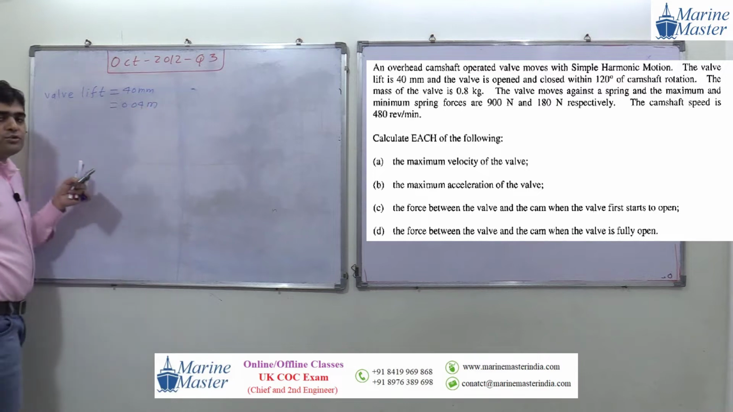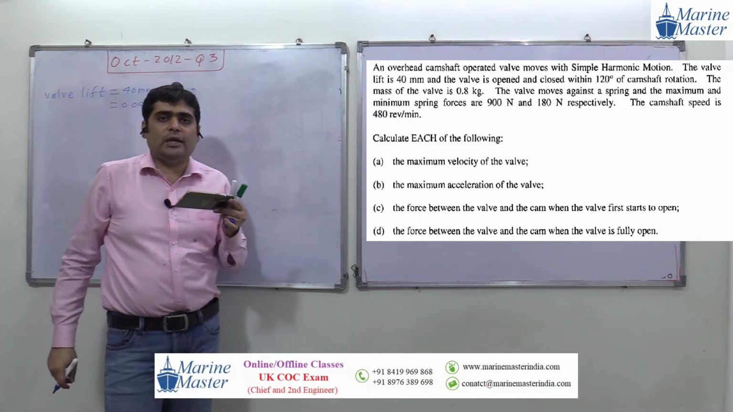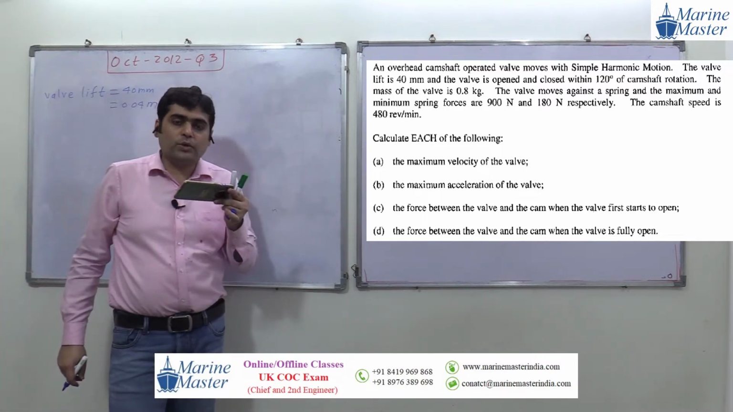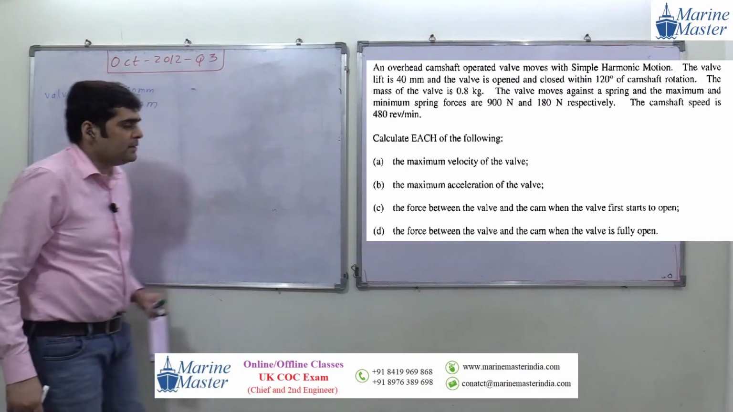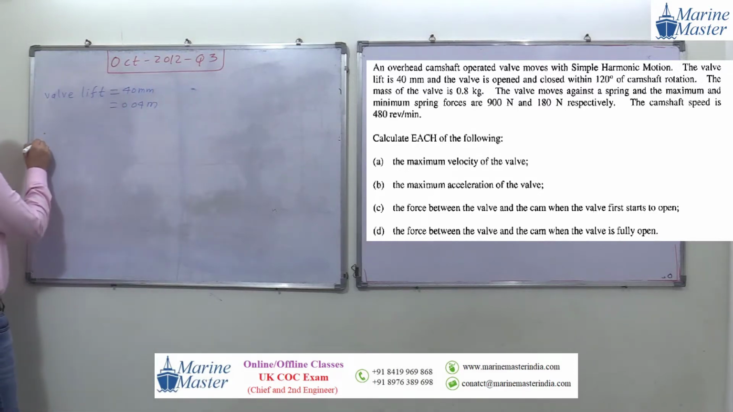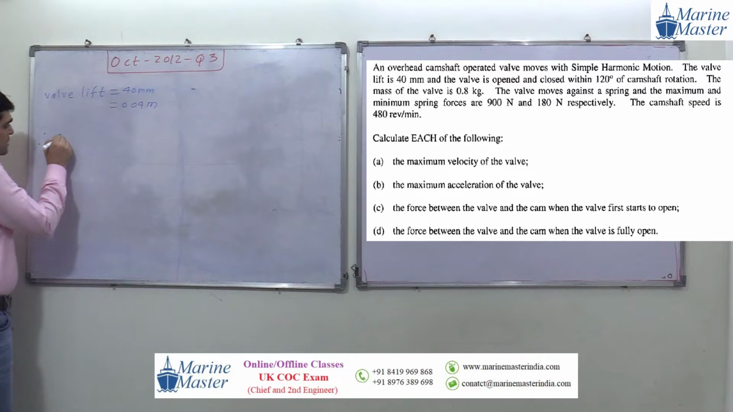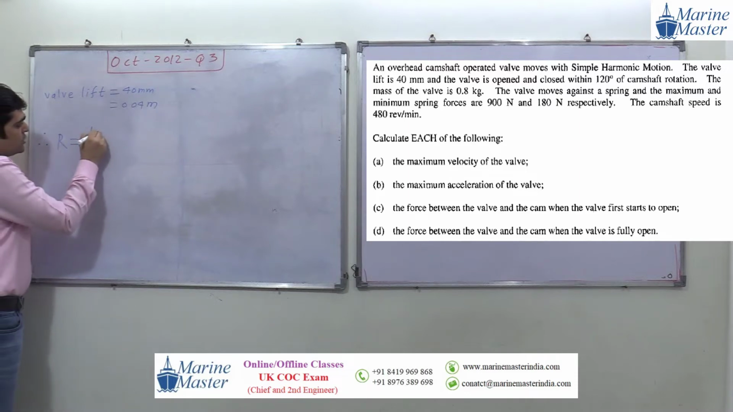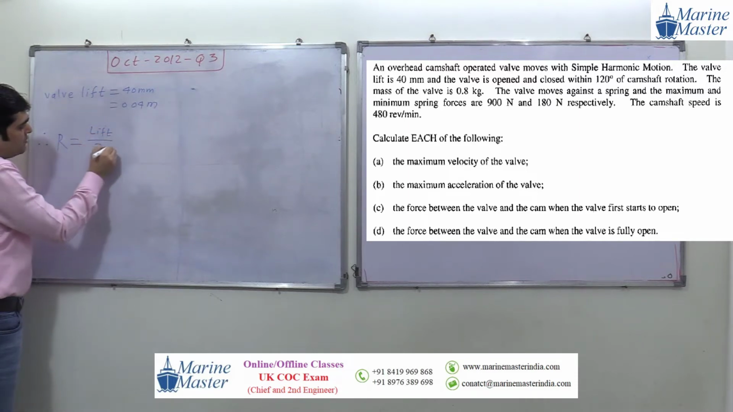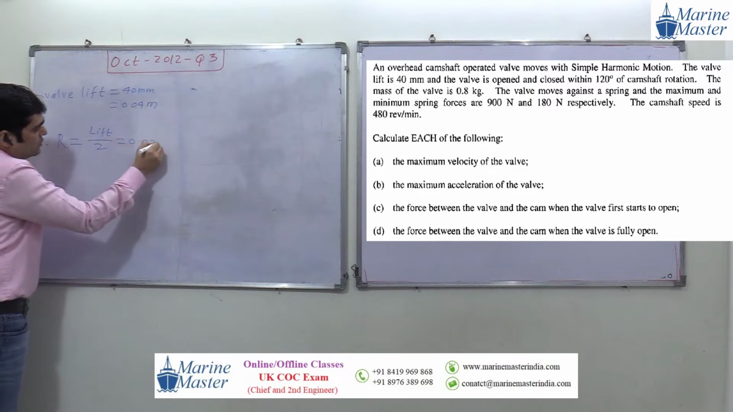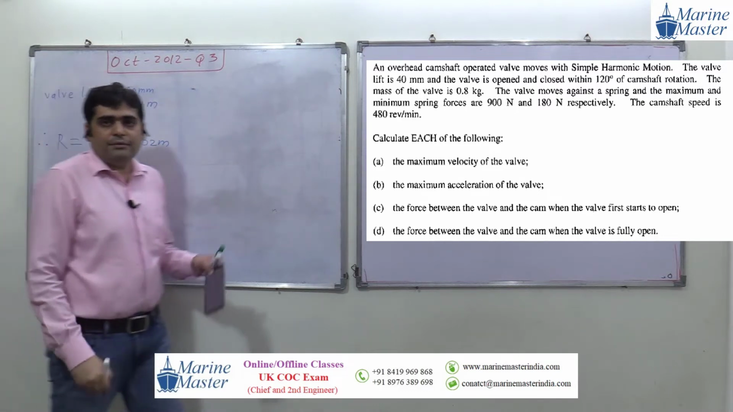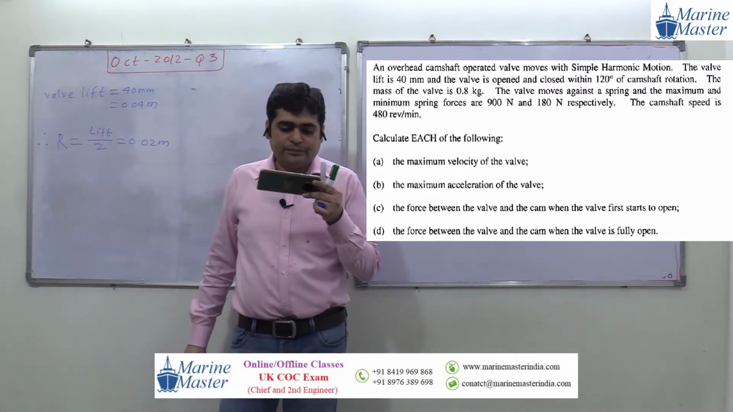0.04 meter. So from the valve lift, what are we going to calculate? We are going to calculate R. What is meant by R, everyone? R means our amplitude of SHM. So R is lift by 2, which means 0.02 meter. Okay, everyone getting my point? Try to see the scenario here.